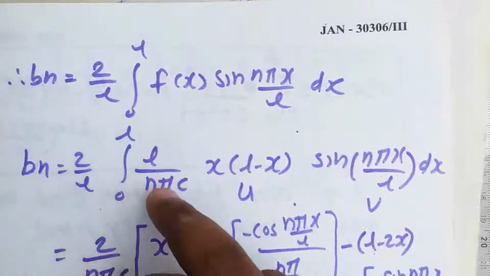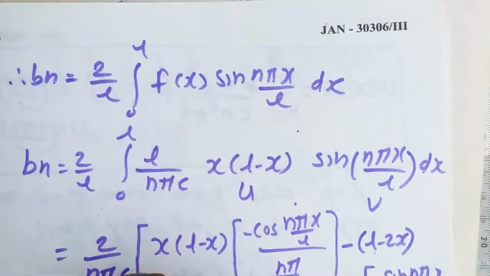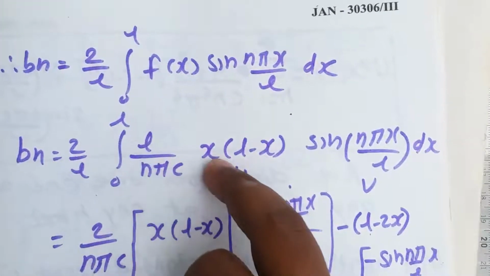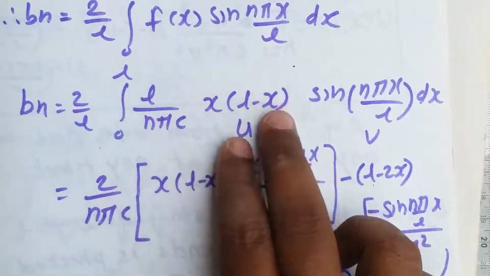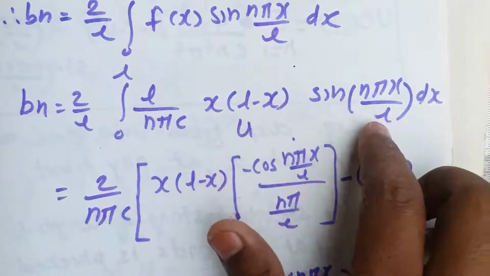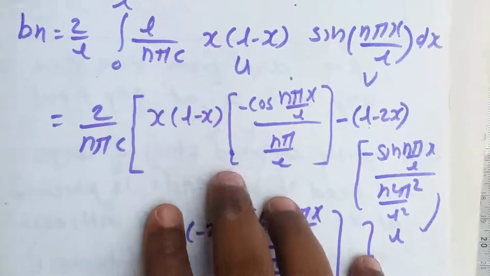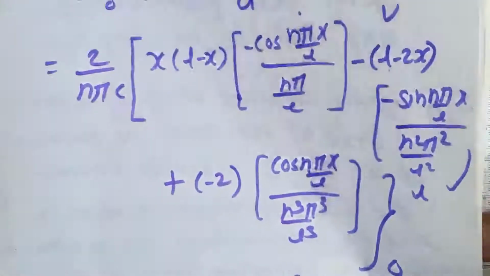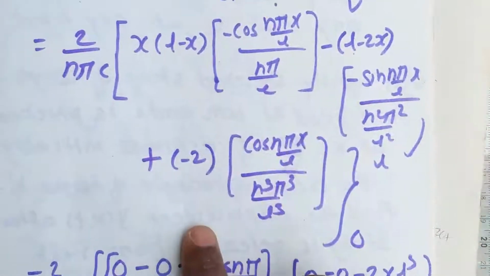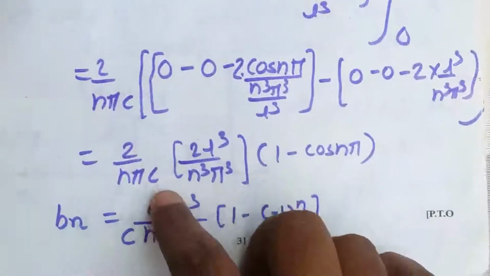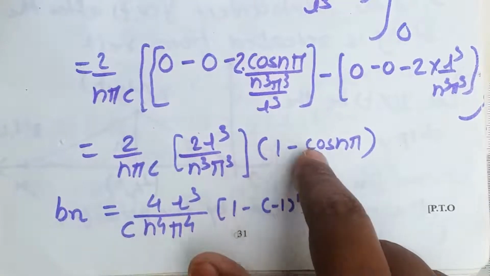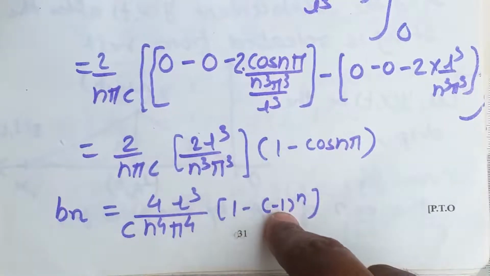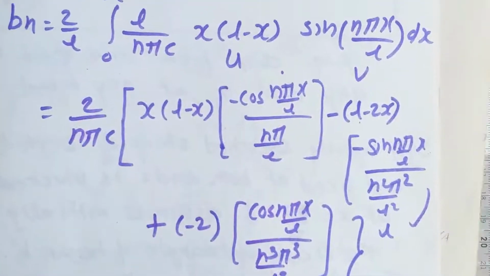Okay. Now let us do the calculation for Bn. Bn, the formula is 2 by L integral 0 to L f of x into sin n pi x by L. F of x is the left hand side function of the series that I have written here. These terms are constants that you can take outside the integration, and this function is a polynomial function I have considered as the first function. The second function is trigonometric, using the generalized u into v rule. In one example we have used this type of rule. Okay. And after doing all the calculations, finally we'll get Bn as 4L cube by C n raised to 4 pi raised to 4 into 1 minus cos n pi. Cos n pi I have used as minus 1 raised to n. You can check these calculations of integrations. Okay.